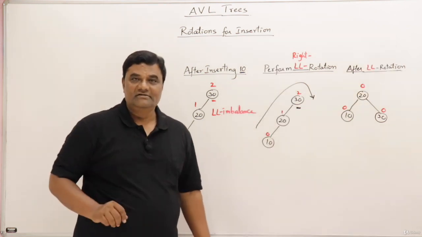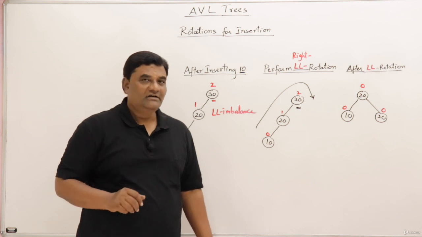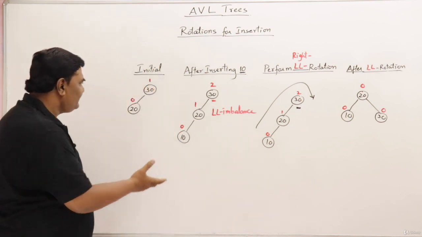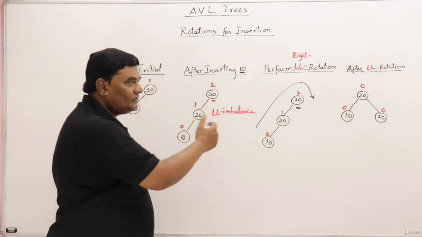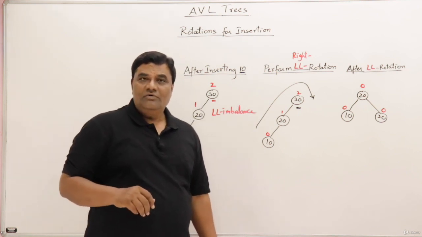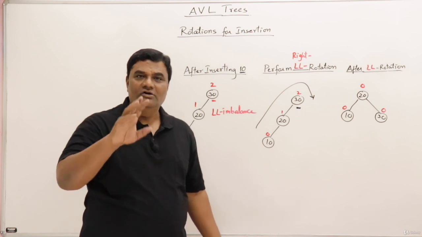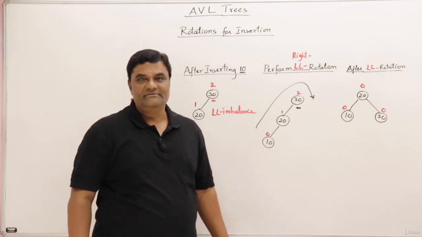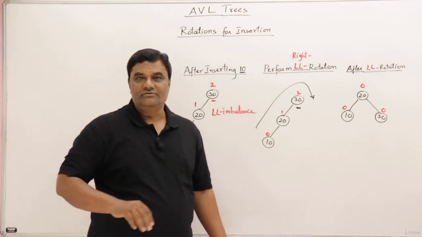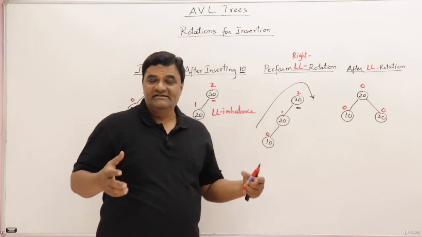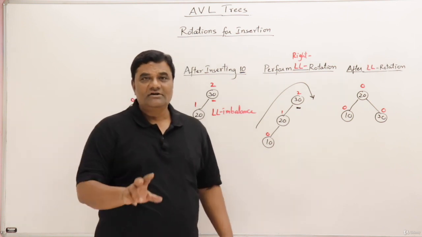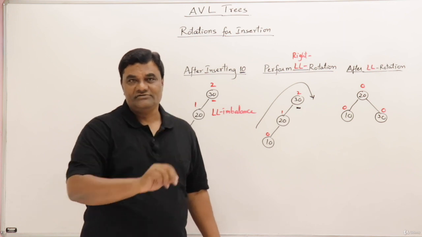Now the second important thing. You may be thinking that I have taken just a small tree with just 3 nodes. What should I do if the tree is very big? Don't worry. Rotations are always done with 3 nodes only. Always done with 3 nodes. Even if a tree has 1000 nodes, rotation is performed over 3 nodes only.